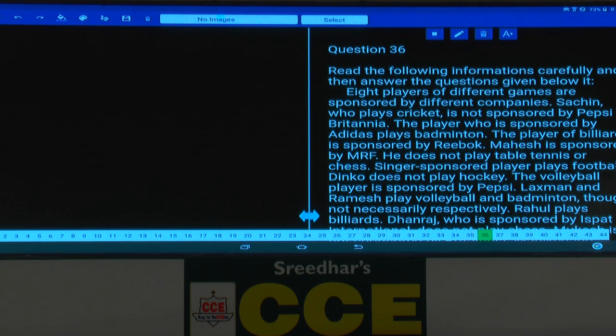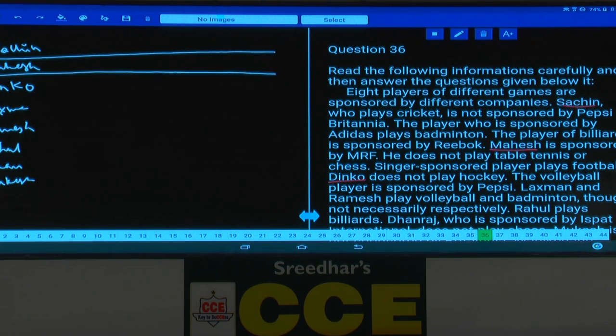Now tell me who are the players here. Sachin is one. Then who is the next one here? Sachin, and the player who is sponsored by Adidas, and the player who is sponsored by Mahesh. And next one is Mahesh. Next one, Dinku, volleyball player sponsored by. Lakshman, Ramesh, Rahul, next one, Dhanraj, and finally, Mukesh, are the 8 persons, 3, 4, 5, 6, 7, 8. Hence in total 8 persons, 8 different games, isn't it? 8 different sponsors.